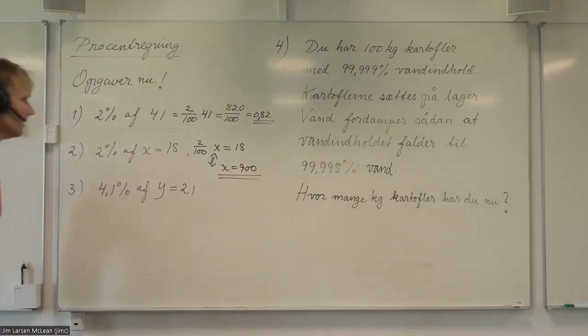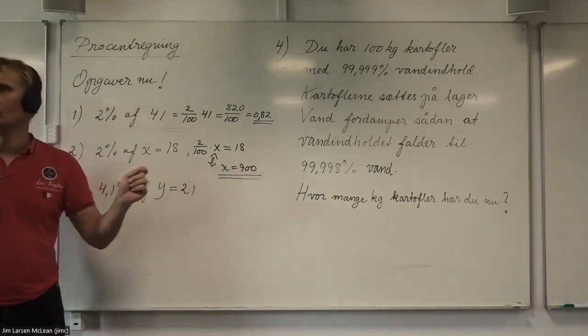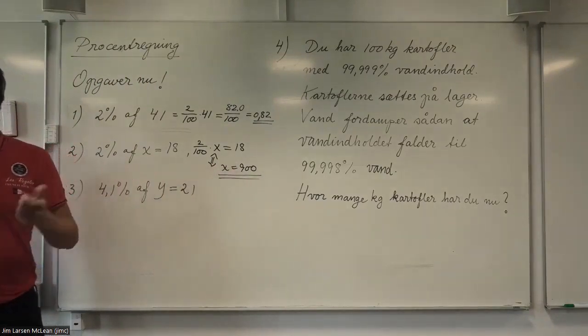Does that sound right? If I take 2% of 100, I will get 2. Now, if I take 2% of 900, I get something that's 9 times bigger. 2 times 9 is 18. That checks out.